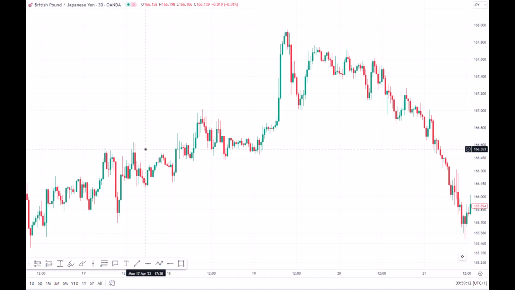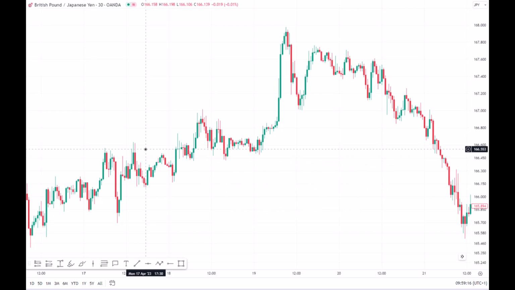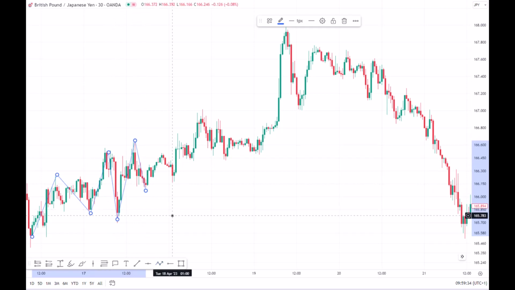Immediately you open your chart, always make sure you take market structure into cognizance. By that I mean, let's take a look at the chart in front of us. Okay, here, what's the structure of the market? As you can see, price was creating higher point, lower point, higher point, lower point, higher point, lower point, thus giving us the clue that this market is a bullish market, basically called an uptrending market.